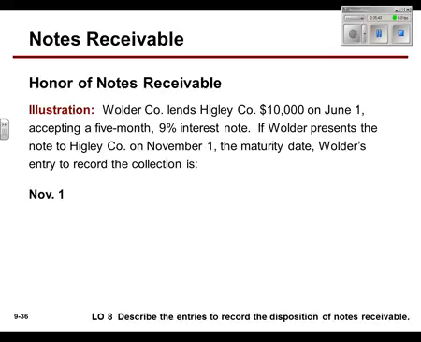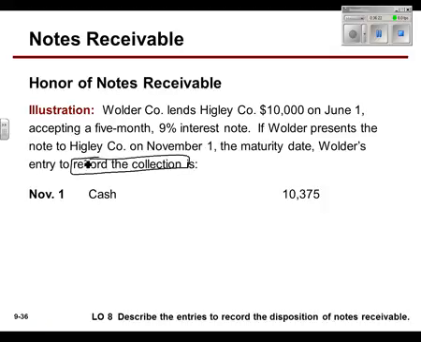What's going on here? Walder Company lends Higley Company $1,000 on June 1st, accepting a 5-month 9% interest note. Okay, does this seem to be settling a bad AR? It doesn't seem like it. If Walder presents the note to Higley on November 1st, the maturity date, what is Walder's entry to record the collection? Here's what's going on here.